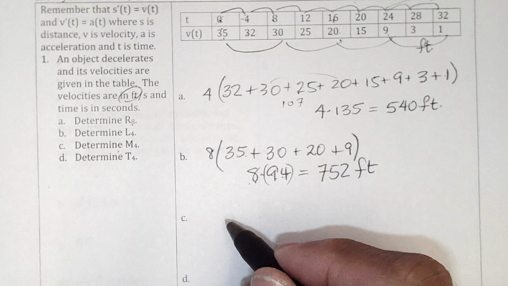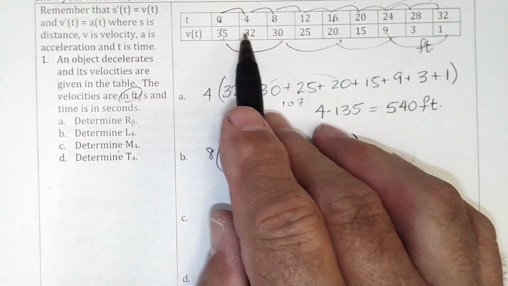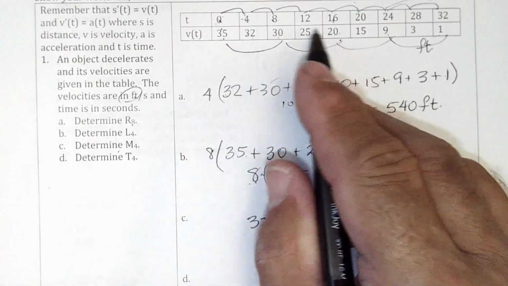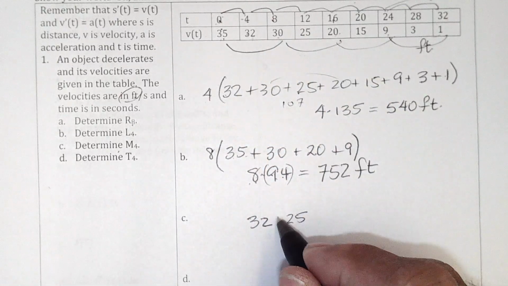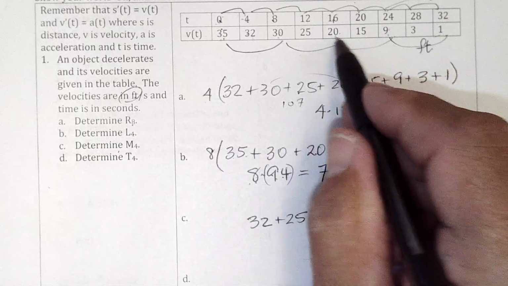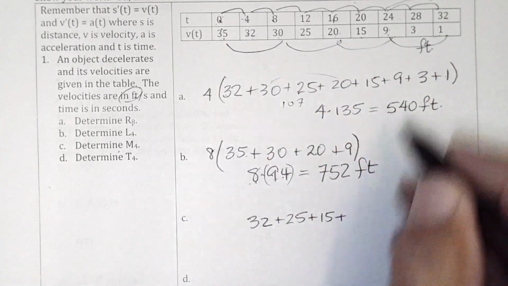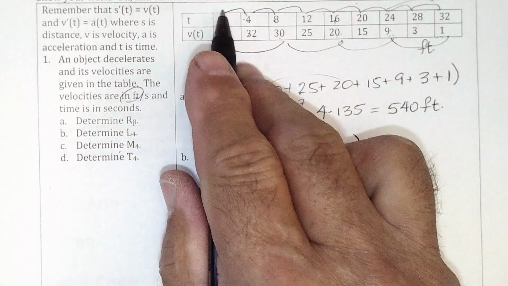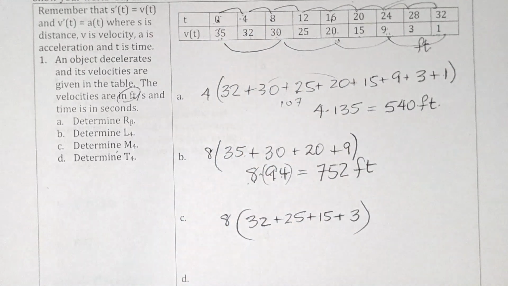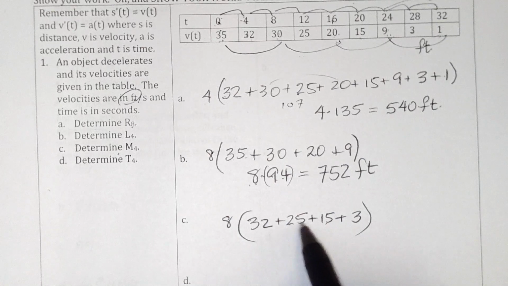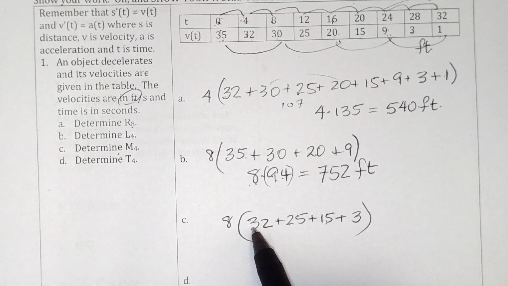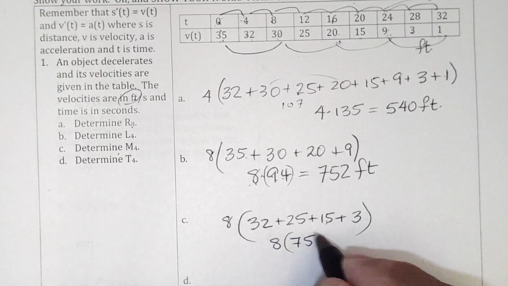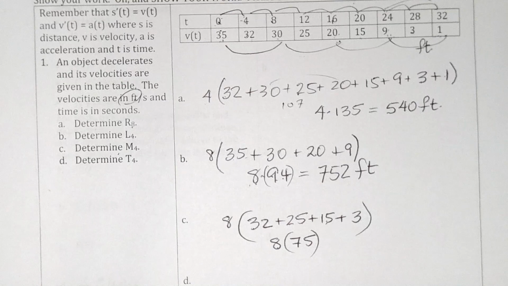C, midpoint, 4. Well, I got the 4 bars. Midpoint is 32. Midpoint between these is 25. Midpoint between these two is 15. Midpoint here is 3. Each bar is worth 8 wide. So 25, 30, 40, 72, 75 times 8. 3/4 of 8 times 100 is 600.